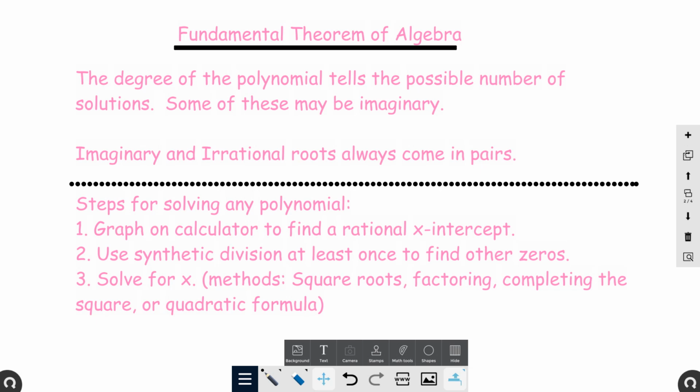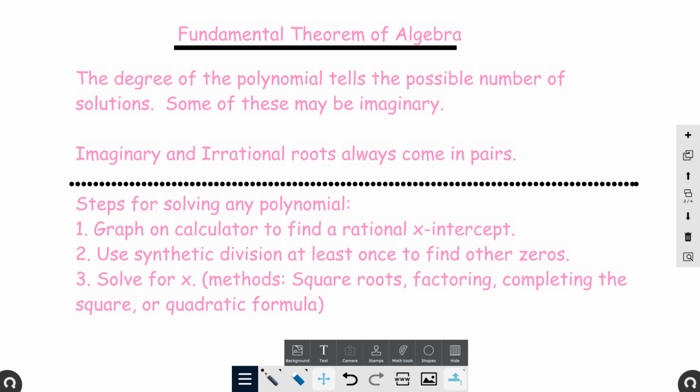All right, guys, so this is our last day of this unit, and we're going to talk about our fundamental theorem of algebra. This is something that pops up a lot, but is actually just ways to help us solve and find solutions to polynomials. So first off, the degree. What is the degree of a polynomial?